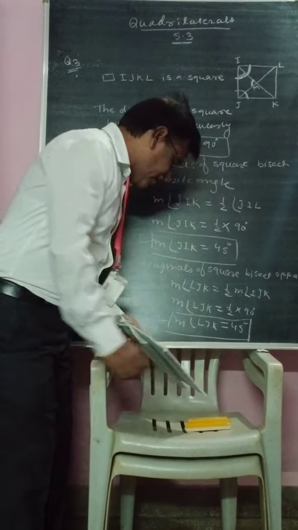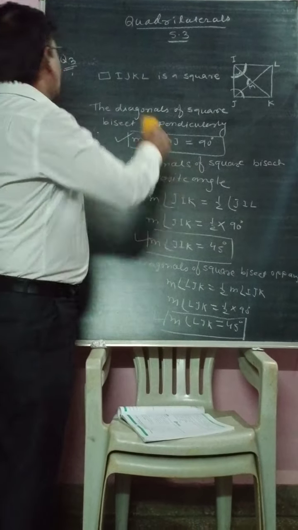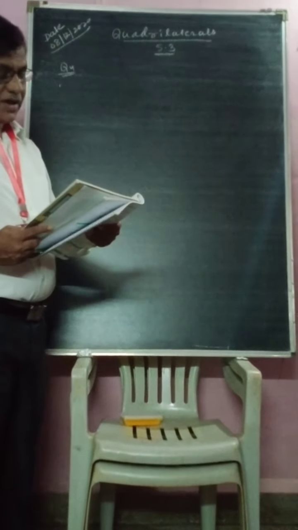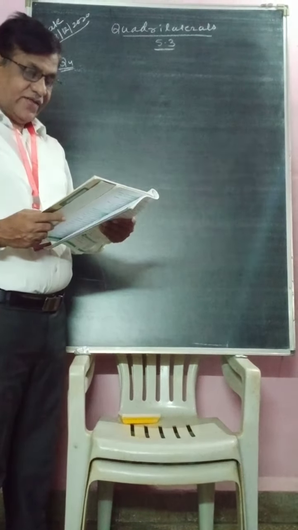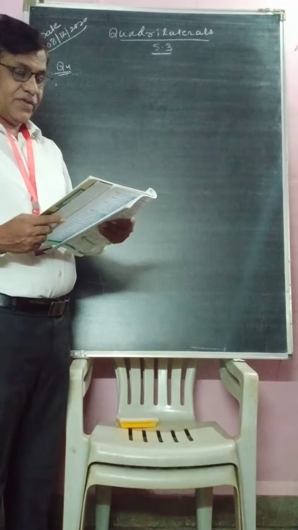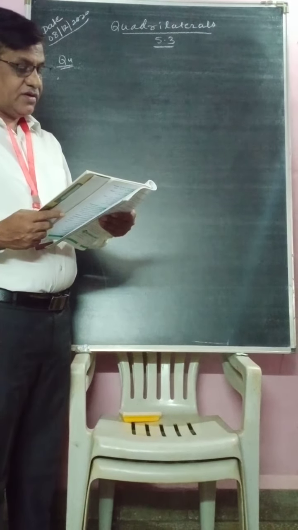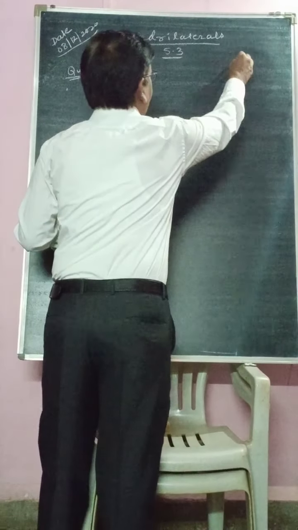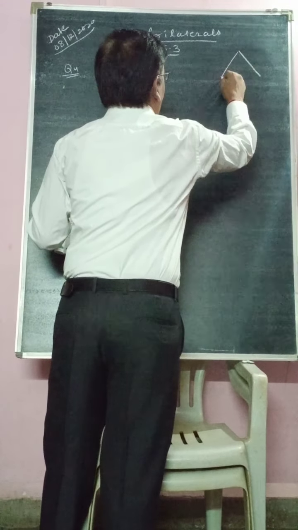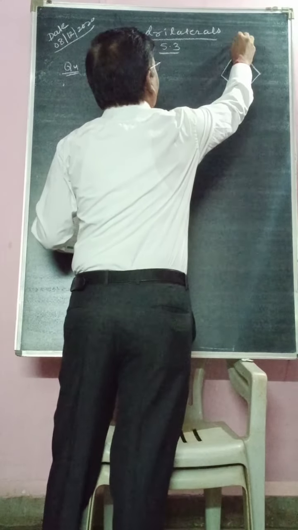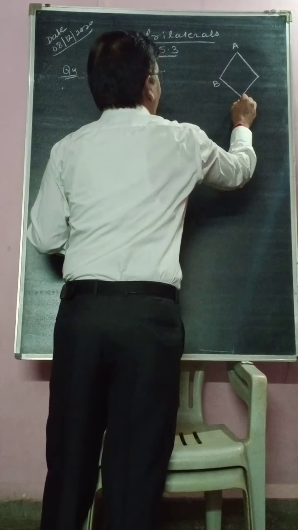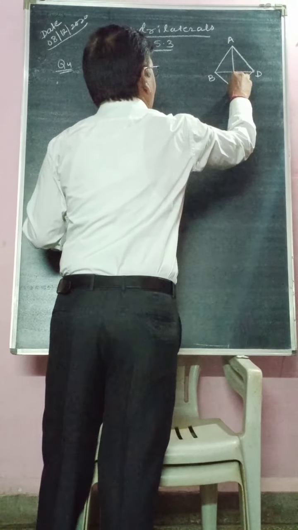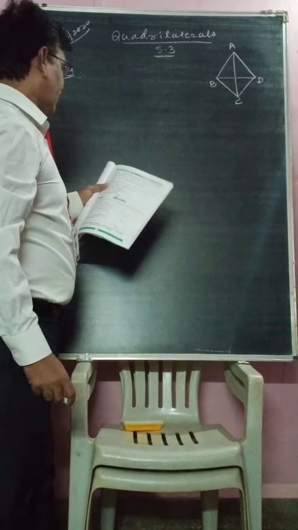Now come to the fourth question. See here, the fourth question: the diagonals of a rhombus are 20 centimeters and 21 centimeters respectively. Then find the side of the rhombus and its perimeter. One rhombus is given. This is rhombus ABCD, and these are the diagonals, BD and AC.